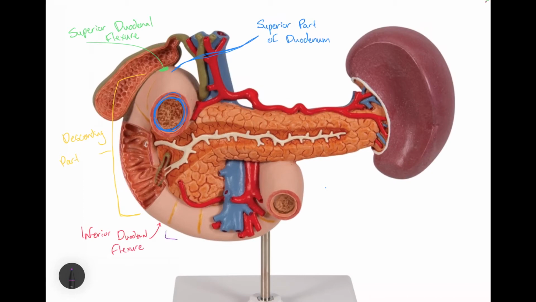Now we have this portion where it's just going transversely or horizontally. This is called the horizontal part of the duodenum. And finally, the portion that goes upward is called the ascending part of the duodenum.